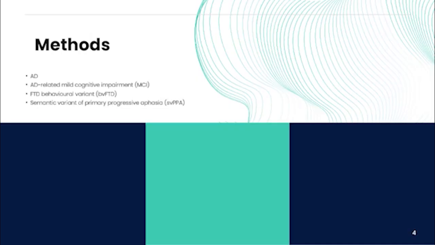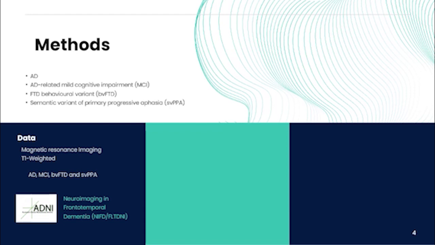For that, we use data from Alzheimer's disease, mild cognitive impairment, Alzheimer's disease related, frontotemporal dementia, the behavioral variant, and also the semantic variant of primary progressive aphasia. We extracted this data from two datasets: the Alzheimer's Disease Neuroimaging Initiative and also Neuroimaging in Frontotemporal Dementia. We extracted magnetic resonance imaging, in particular T1 weighted, from all of these subjects.